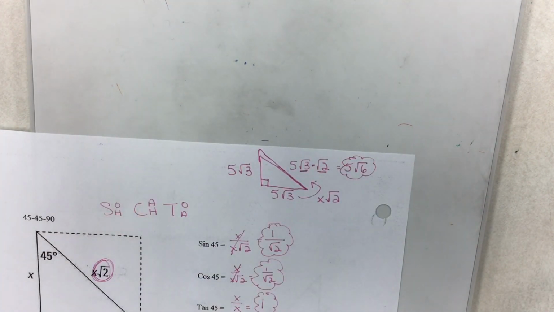Okay? That's it. Questions? You're either multiplying by square root of 2 or dividing by square root of 2, all depending upon what's given first.